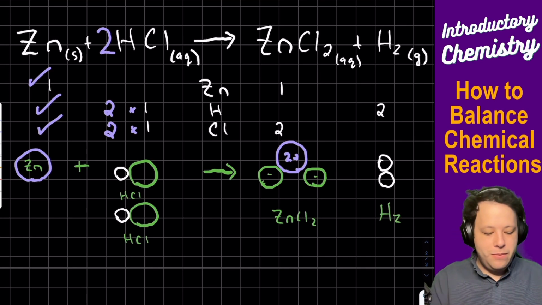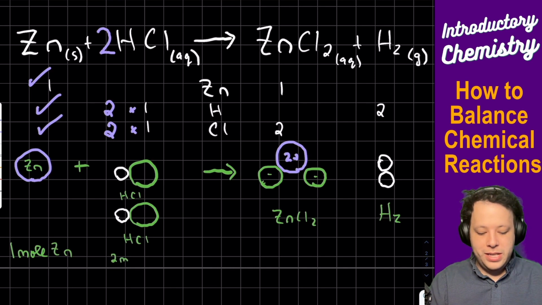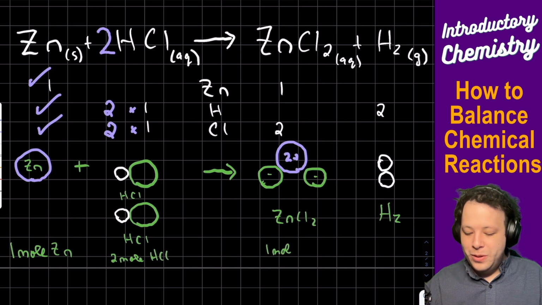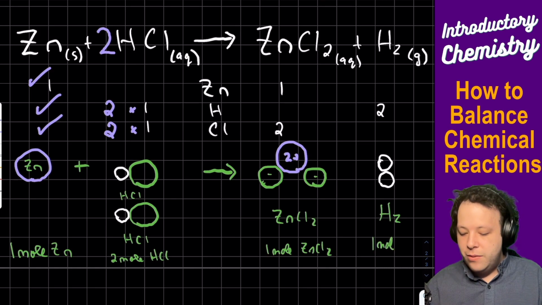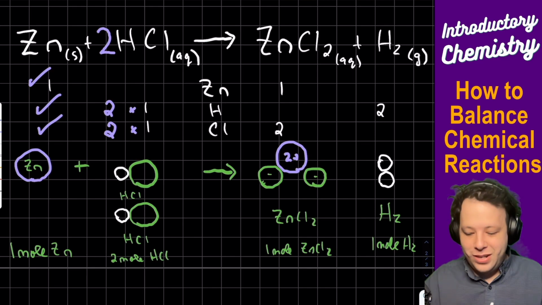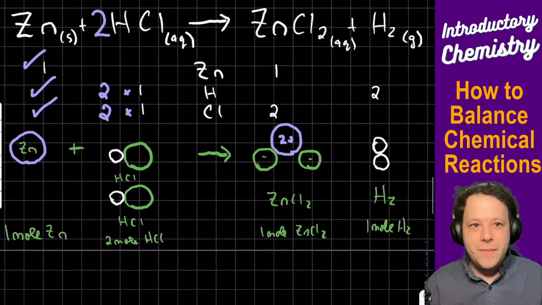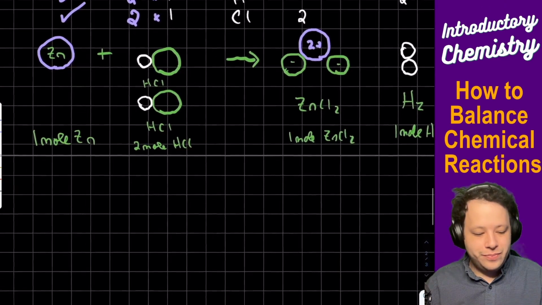It's the same as moles, because in stoichiometry you'll have to do moles. This is 1 mole of zinc, 2 moles of HCl, 1 mole of zinc chloride, and this is from the coefficients, and then 1 mole of H2. So it's a way for us to illustrate all those little different pieces to make it a little bit easier.